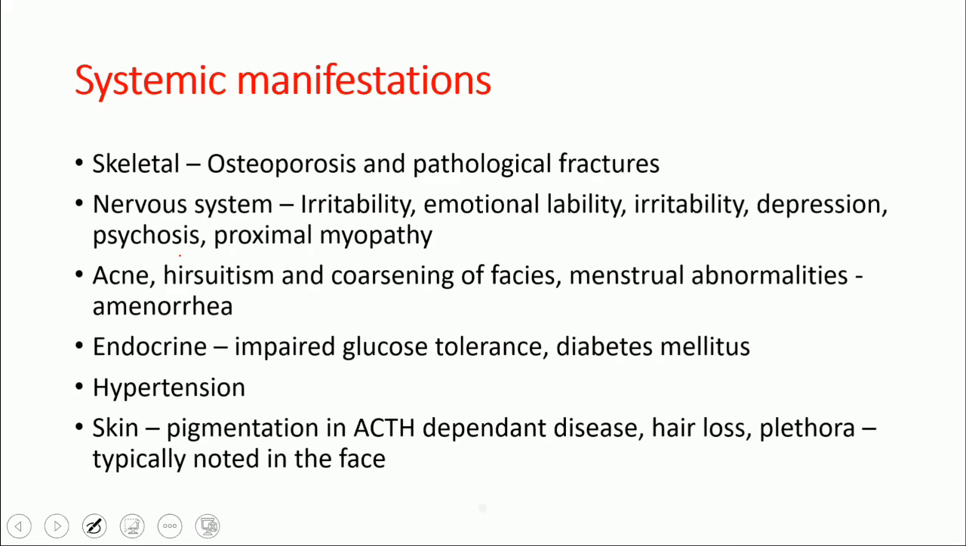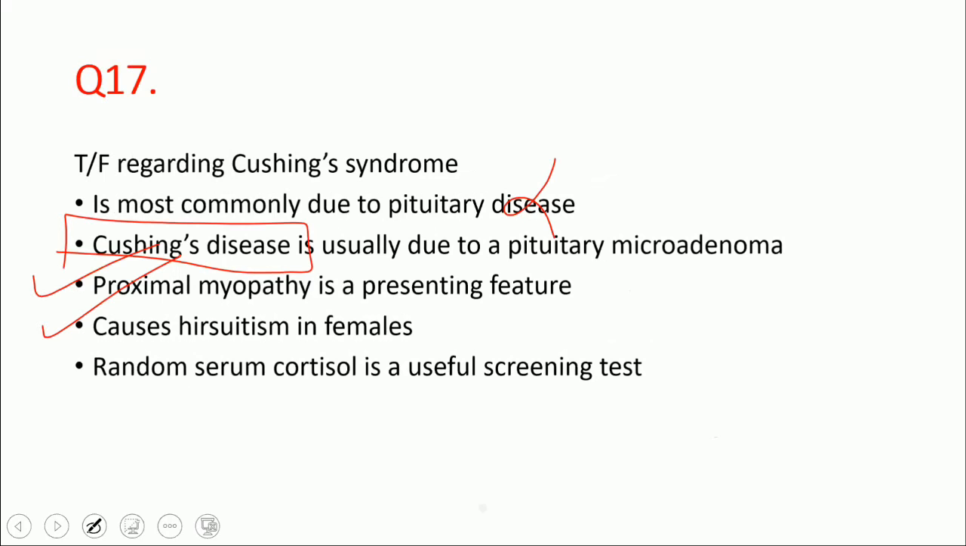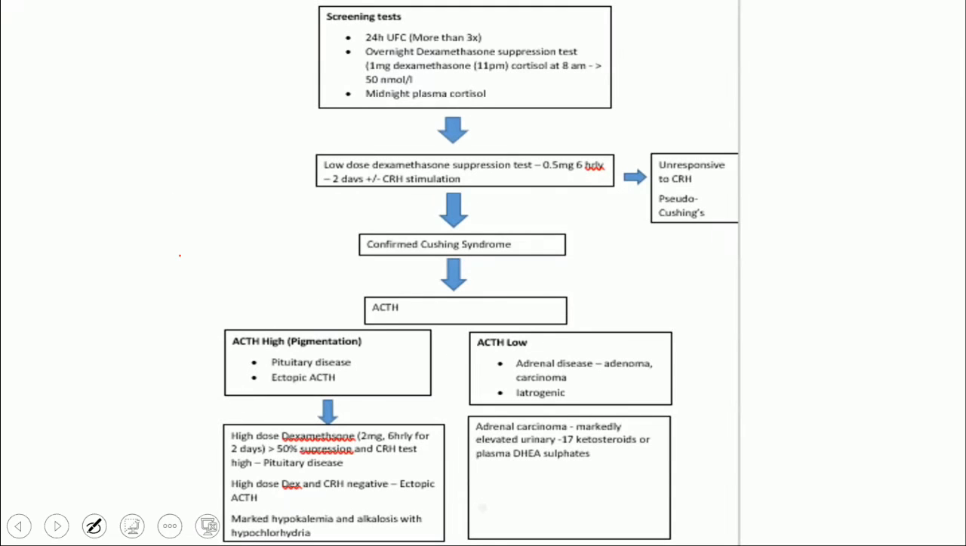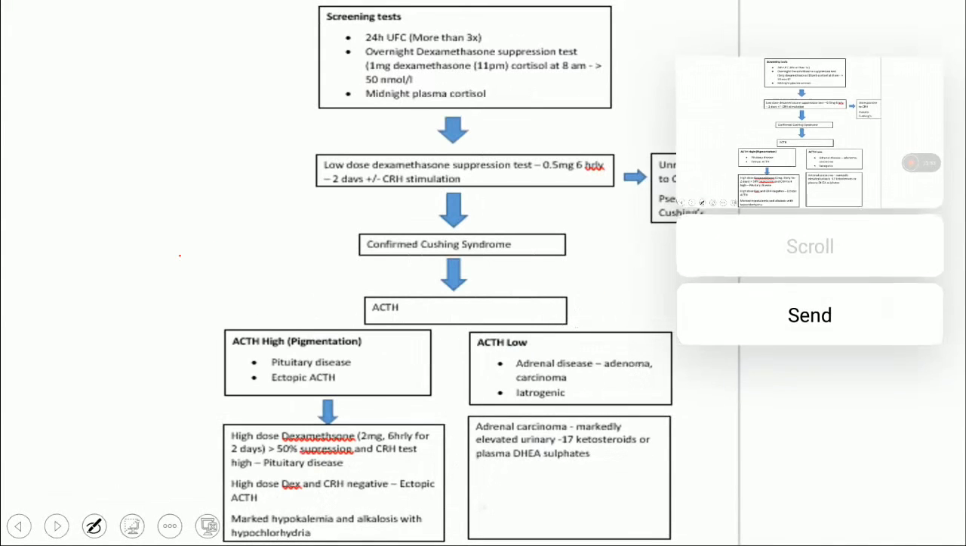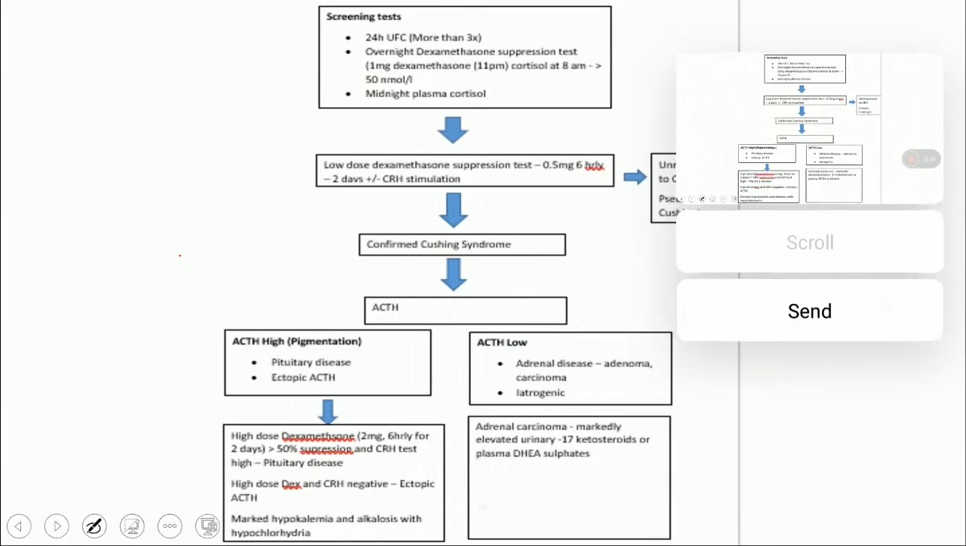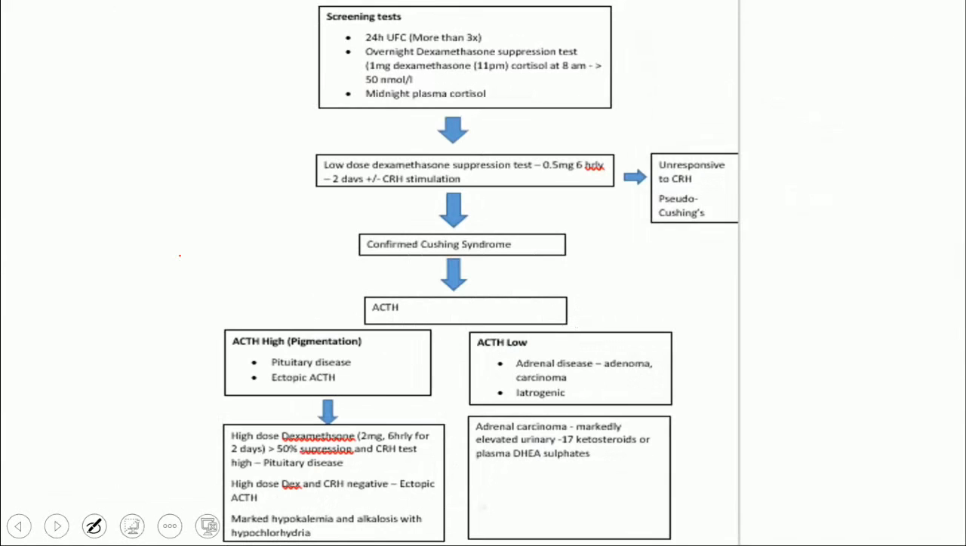Now let's move on to how you would diagnose Cushing's and try to reach a cause. So how to make a determination of what the cause of the Cushing's is. The first thing you do for Cushing's is use screening tests. So there are certain screening tests that we use.